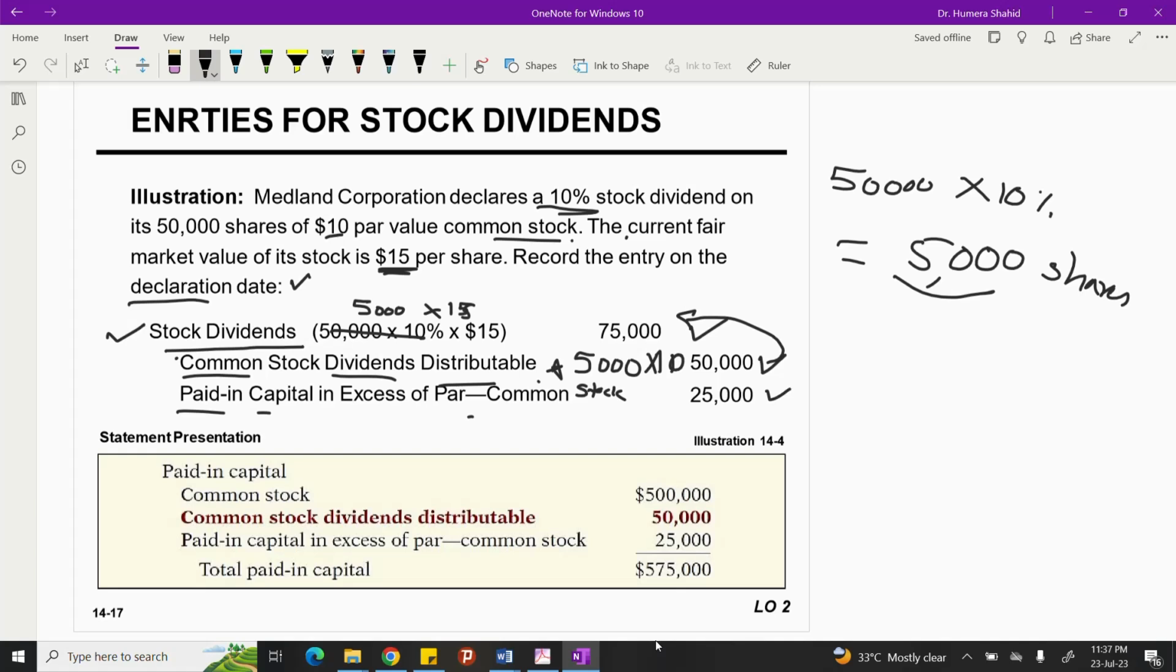That is 25,000. As I said, common stock dividend distributable is a temporary common stock account and it has similar characteristics to common stock. So see here, under paid in capital, under the capital stock section, common stock and then immediately common stock dividend distributable, and then the paid in capital in excess will come. Okay.